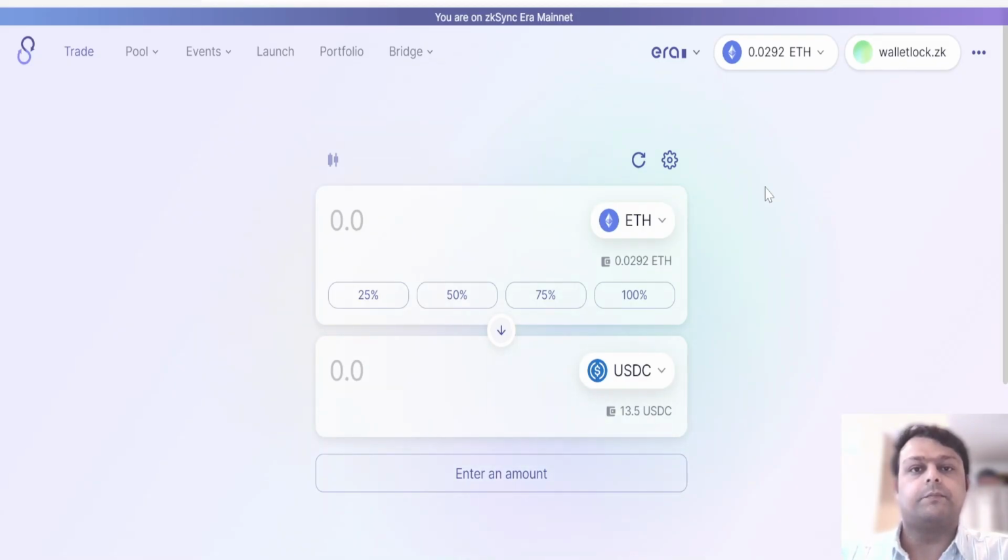Now you can also complete certain transactions on SyncSwap. So basically you can swap Ethereum to USDC or some other coins over here. And our aim is to get as many transactions as possible on the ZkSync network.